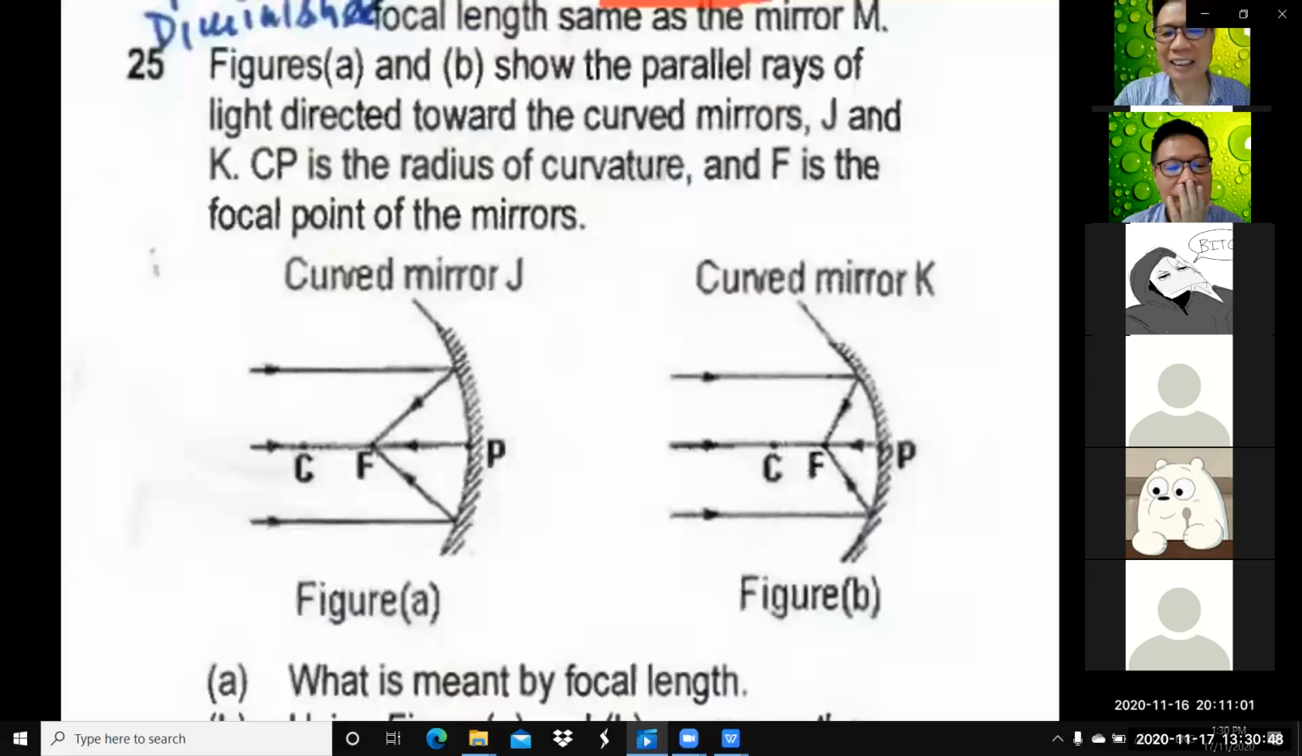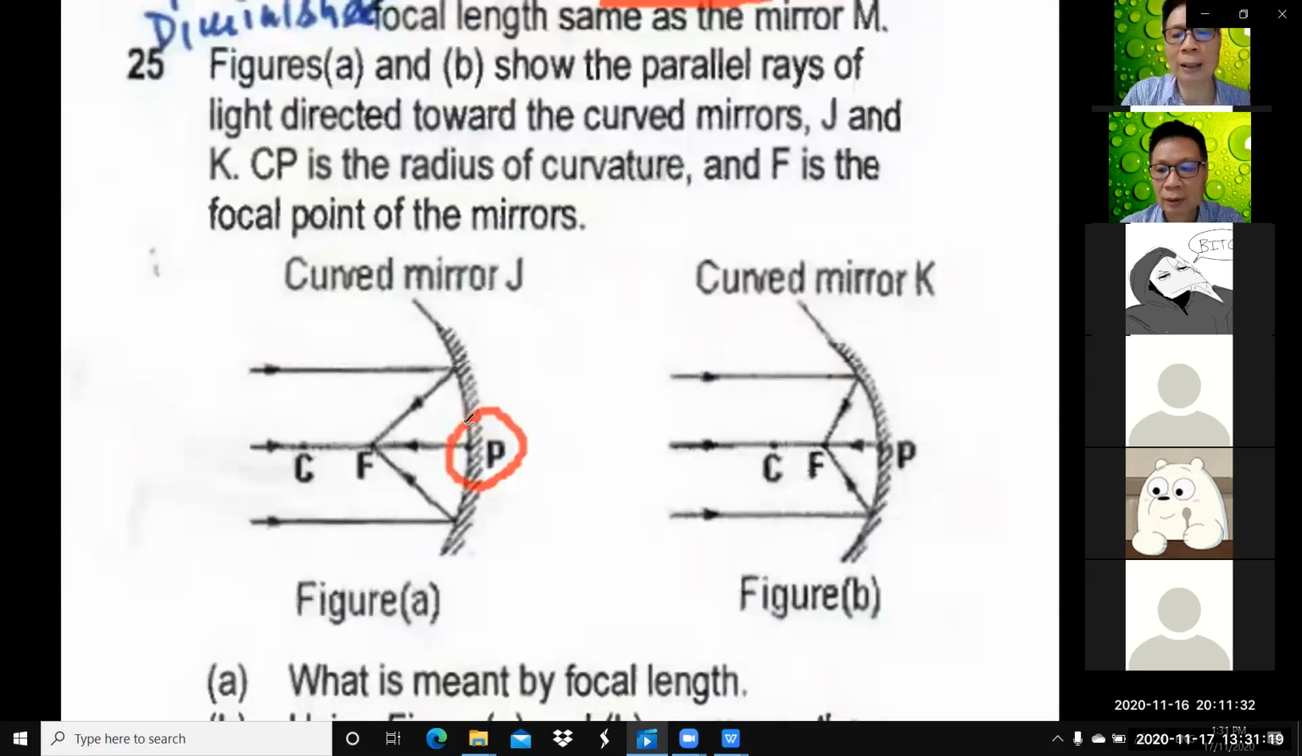Okay, this point P. What is the name given to P? Pole of the mirror. Yes, correct. Thank you, Can Leong. So the answer for focal length is the distance between the focal point and the pole of the mirror.